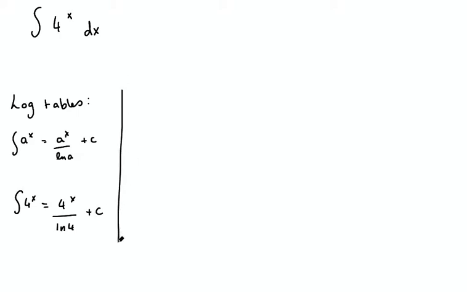Another way I could do this is by writing that 4 to the x, so we have the integral of 4 to the x, by rewriting that as the integral of e to the ln 4, and all of that's to the power of x. So what I've done there is I've replaced the number 4 with another representation of the number 4, which is e to the ln 4, and that's a rule in the log tables as well.